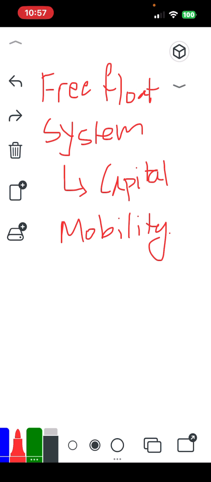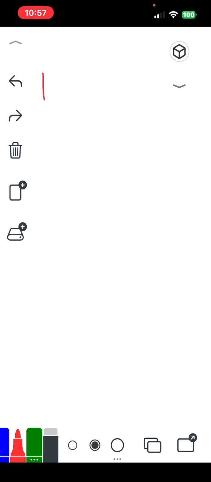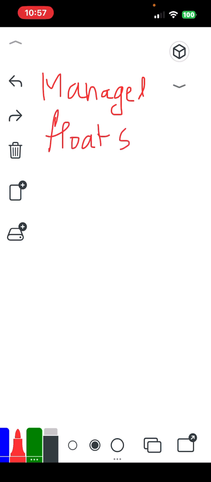All right, now apart from that, you also have a managed float system. So what exactly is a managed float system? In a managed float system, even though there is supply and demand, the exchange rates are sometimes or occasionally fixed. So, fixed exchange rates.